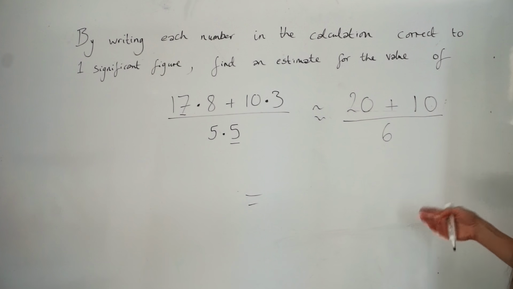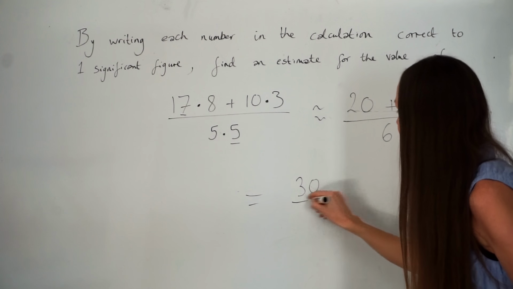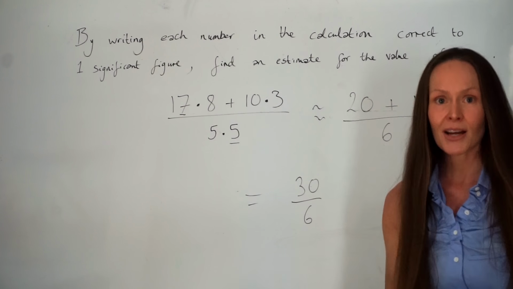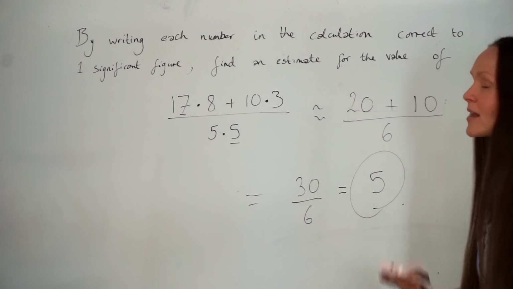So now let's do the calculation. 20 plus 10 is 30, and we're dividing by 6, and 30 divided by 6 is equal to 5. So it's the same answer as earlier, but that's just a coincidence.